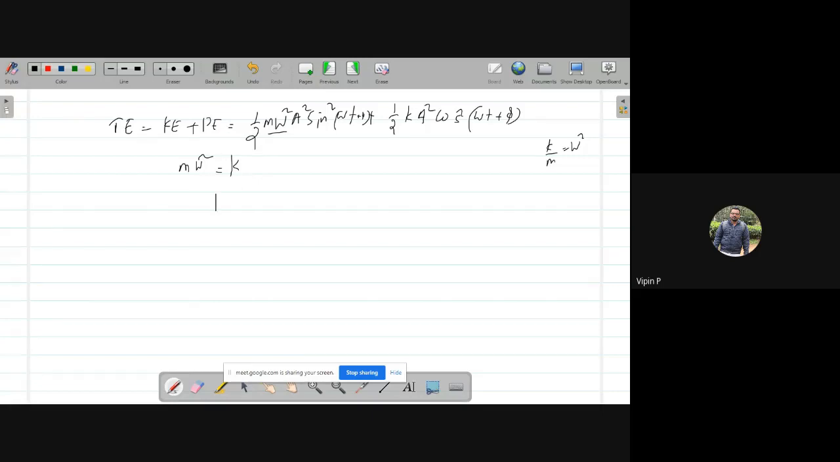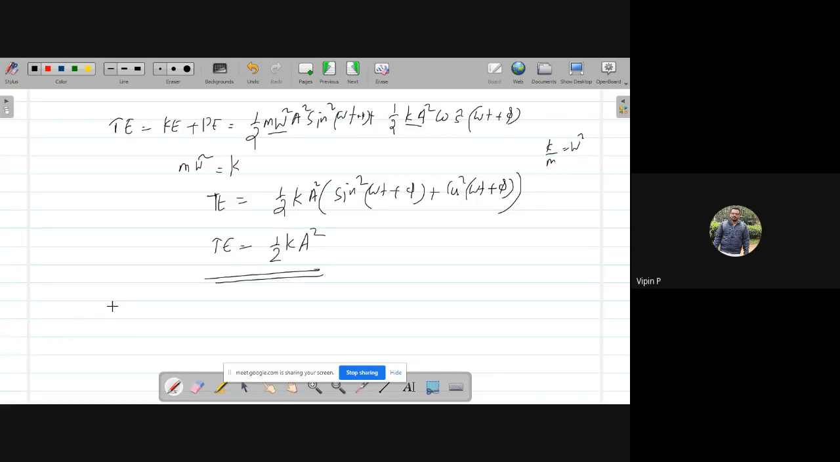If we substitute back here, we find that total energy is equal to half k a square, which becomes common in both the cases. In the bracket, you will have sine square omega t plus phi plus cos square omega t plus phi. So this is obviously 1. So we end up with the equation total energy is equal to half k a square. Right? Again, we know this.